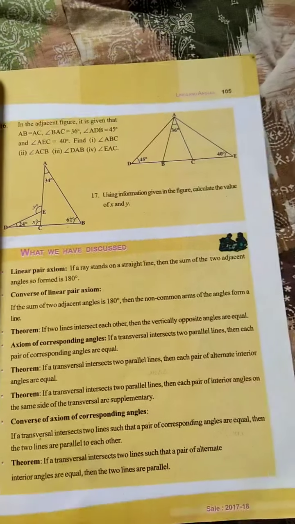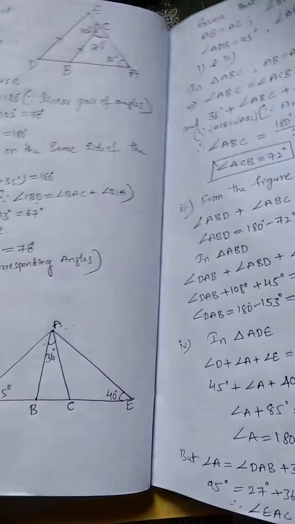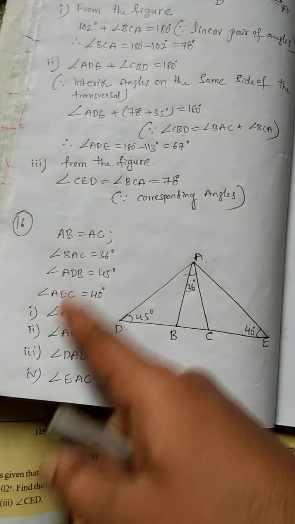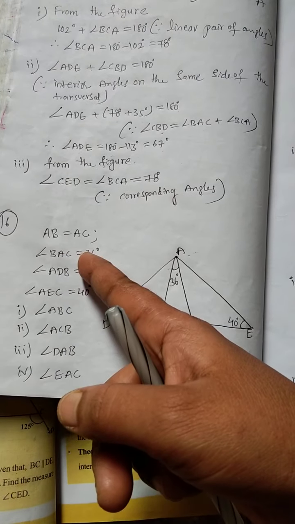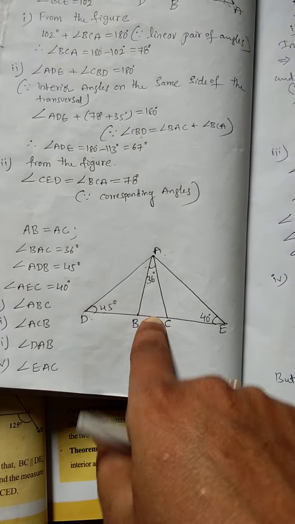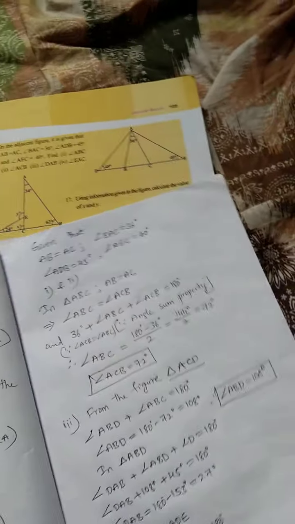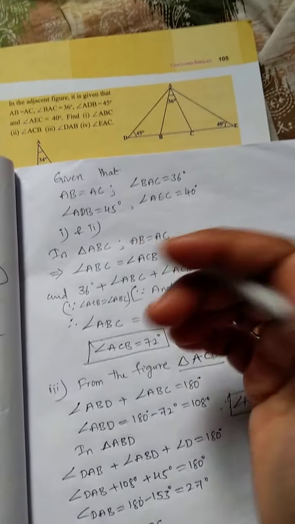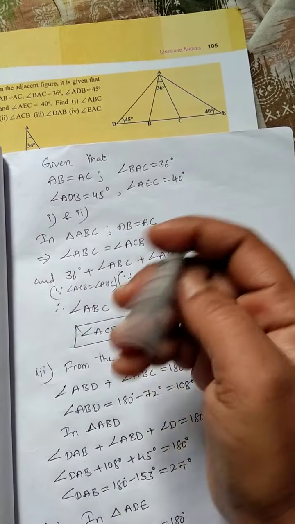How can we find them? See, here I am going to explain. This is the 16th question: what is given in the question, what we need to find out, and this is the given figure, right? Now I'm going to explain.